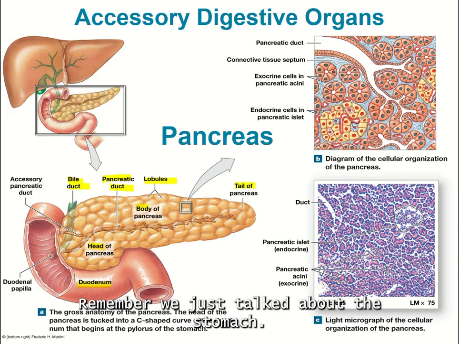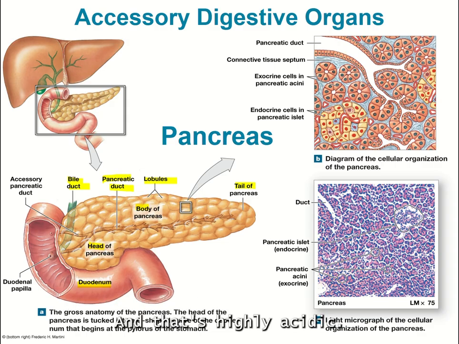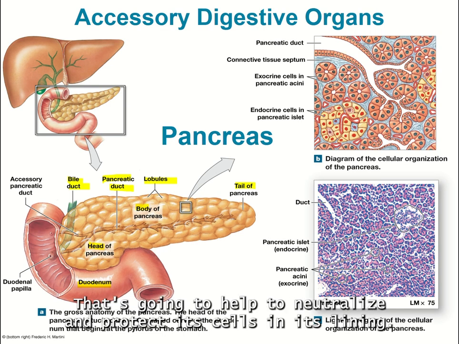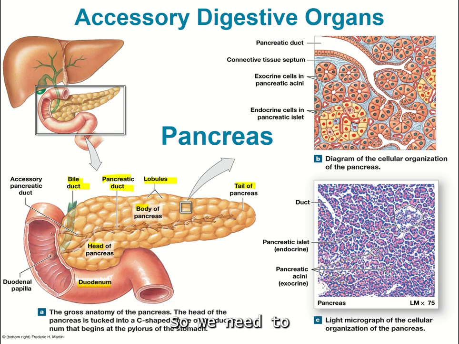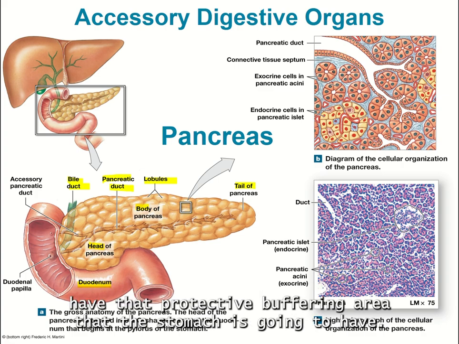Remember, we just talked about the stomach, and the stomach has a pH of anywhere from about 2 to 3, and that's highly acidic. The chyme from the stomach is fine because it has that thick mucus lining that's going to help to neutralize and protect the cells in its lining. That chyme, though, is getting slowly released into the duodenum of the small intestine. So we need to have a way of neutralizing that chyme because the small intestine doesn't have that protective buffering area that the stomach has.